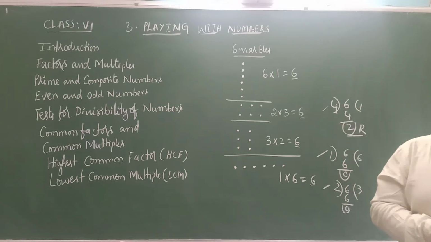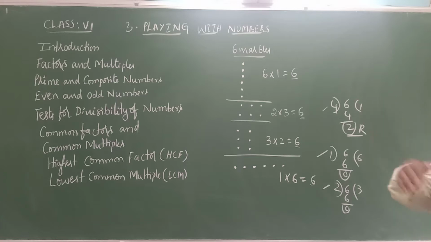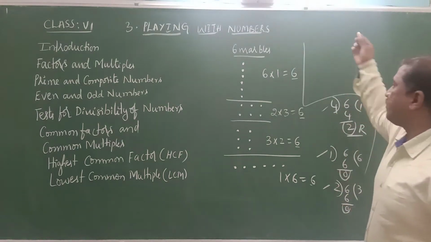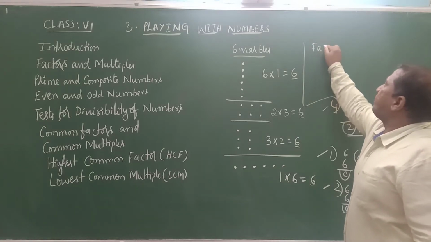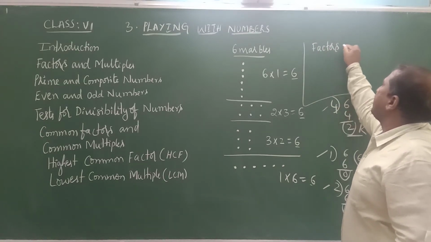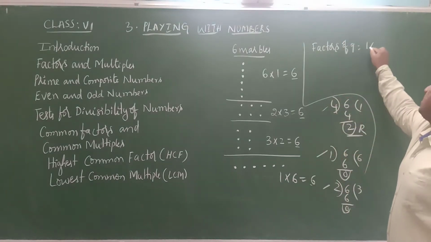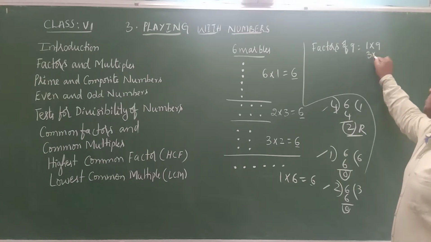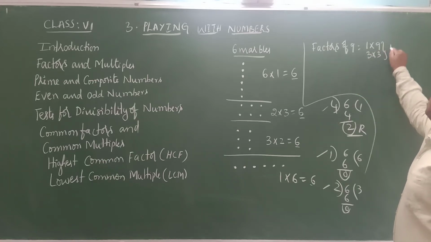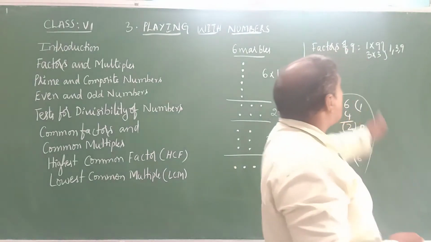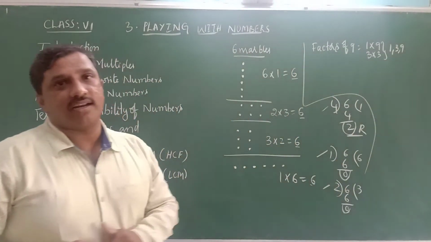Now how many factors are there for a number, or how many multiples are there for a number? We have discussed factors of 6. If you take factors of 9, what do we get? 1 into 9 and 3 into 3. So the factors are 1, 3, 9. Only 3 factors are there for 9.